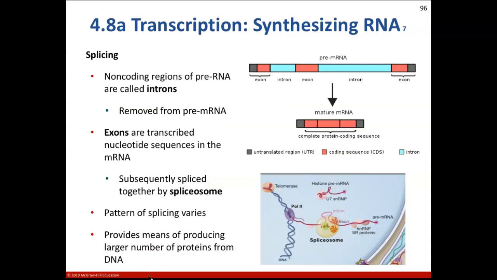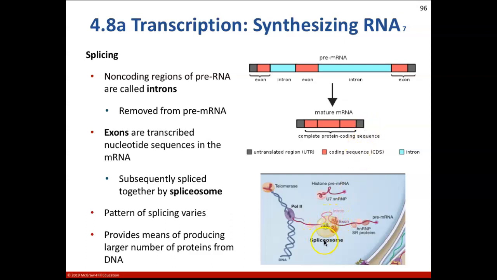So we're going to use something called splicing. The non-coding regions of our pre-mRNA strand are called introns. So they're going to be removed from this pre-mRNA strand, and the exons are going to be transcribed nucleotide sequences in our mature mRNA. So we splice them, and notice how the intron regions are no longer existing in this mature mRNA strand. Subsequently spliced together by something called a spliceosome.